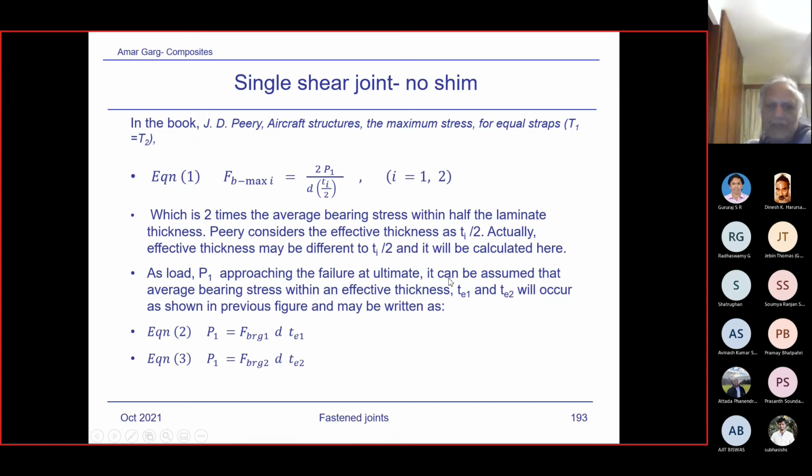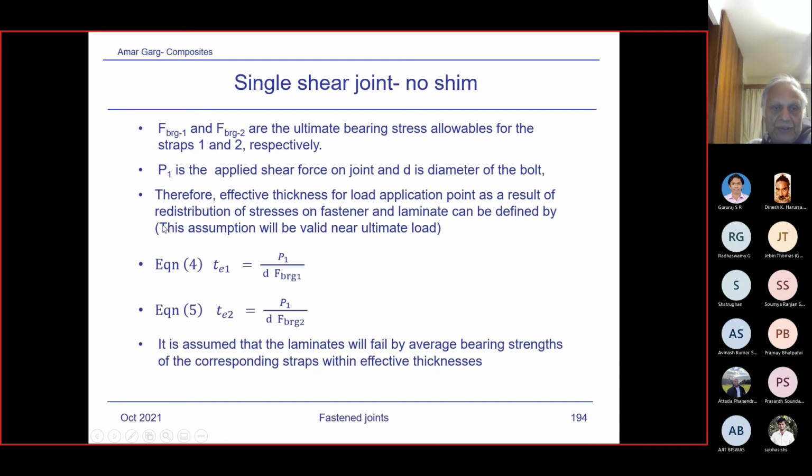As load P1 approaches the failure at ultimate, it can be assumed that average bearing stress within the effective thickness TE1 and TE2 will occur as shown in the previous figure and may be written as P1 equal to FBRG1, that is bearing allowable for plate 1, and bearing allowable for plate 2. And these are effective thickness for plate 1 and plate 2. Okay, I won't go into the details, this is explained over here. So based on this equation, TE1, that is effective thickness, equal to this one, and effective thickness TE2.